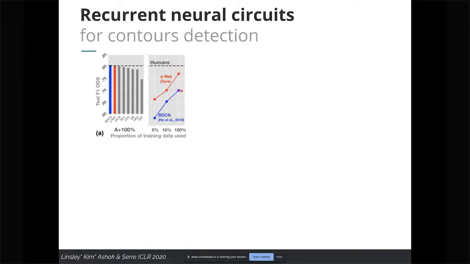In particular, you see that here, our GammaNet is able to achieve the same level of accuracy as the very deep feed-forward neural network that would have been trained with 100% of the training data, where now the recurrent neural network was trained with only 1/10 of that, so 10% of the data. So the partial conclusion here is that one of the benefits of these recurrent neural circuits is to be able to achieve at least equivalent robustness and generalization while cutting down the sample complexity. That is, being much more sample efficient than their feed-forward counterparts.